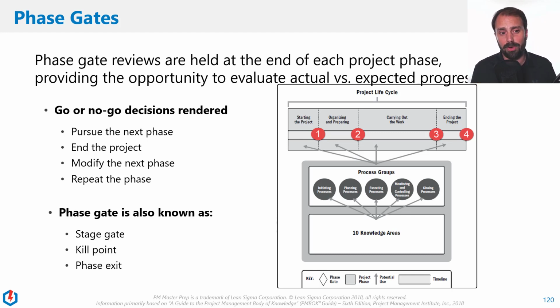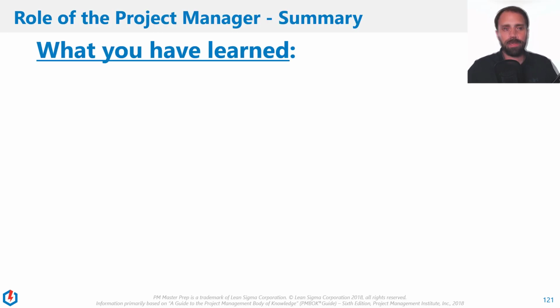Now, there are other names for phase gates. It might be a stage gate, a kill point, a phase exit. These are different terms, but they mean the same thing. It means where we're going to say go or no go. We're going to reflect on what happened. We're going to evaluate it, and we're going to make a decision as we go forth.